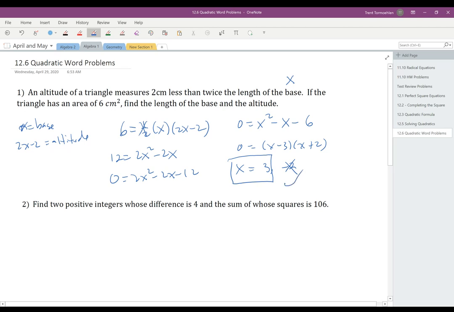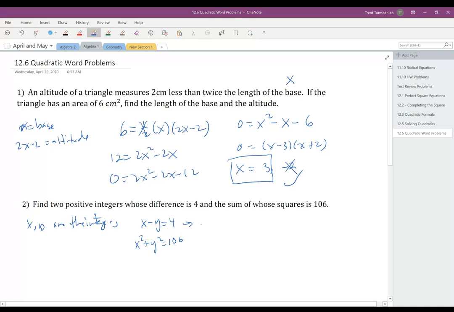Yes, that is correct. For number 2, it says find two positive integers whose difference is 4 and the sum of whose squares is 106. This one, I'm just going to let x and y be the two integers, because I don't have an easy way to write one in terms of the other to start with. And so that means that we have the difference of the two is 4, so we'll make x the bigger one. So x minus y equals 4. The sum of their squares is 106, so x squared plus y squared equals 106.